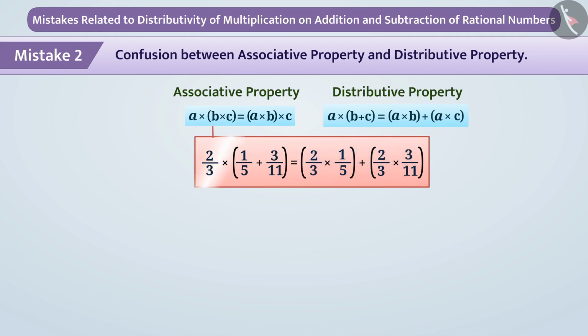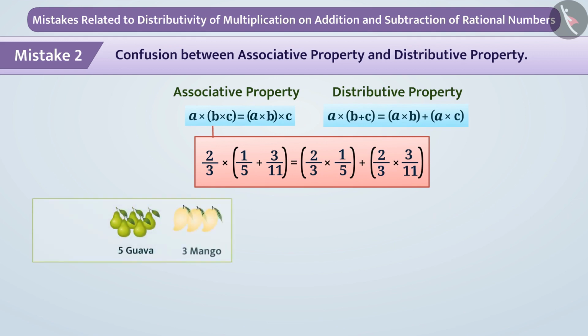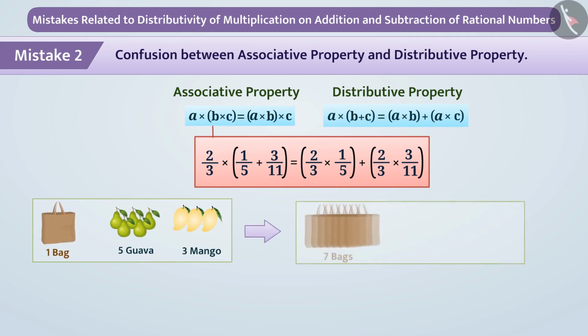Let's understand this mistake with simple example. Suppose 5 guava and 3 mangoes are kept in one bag, and if there are 7 such bags, what will be the total number of fruits? We can add the number of fruits in the bag and then multiply these by 7. That is 7 multiplied by 5 plus 3.